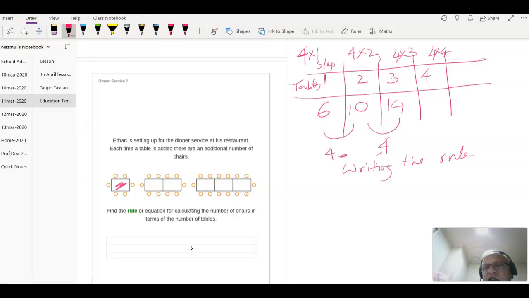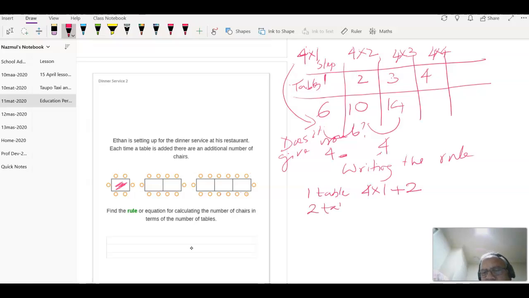4 times 1, does it give you 6? No. So you need to add 2. So you have to add 2 more chairs. So for the first one, for one table, the rule is 4 times 1, 4 lots of the number of tables, plus an adjustment of 2.